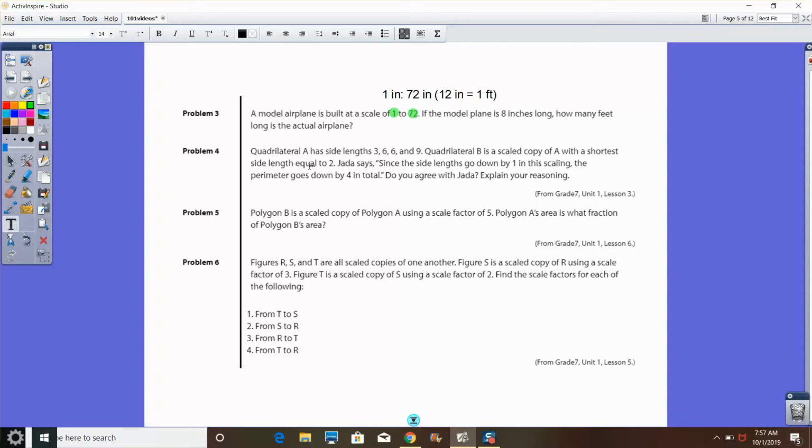So Jada is saying the perimeter would go down by 4 because every side would decrease by 1. Well, I just told you 6, 6, and 9, these don't scale down to exactly 1 less like this one. So would the perimeter go down by the same? And if you're confused about that, try scaling down and calculating the perimeter of the new shape and see if it's the same or 4 less than the perimeter of this shape.